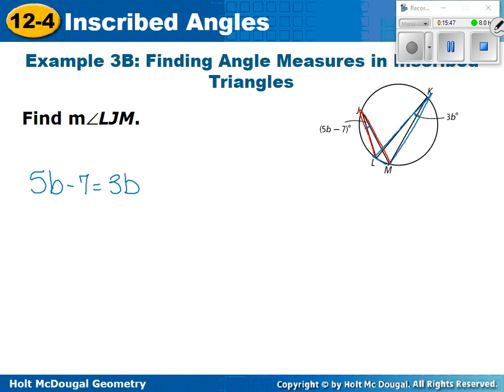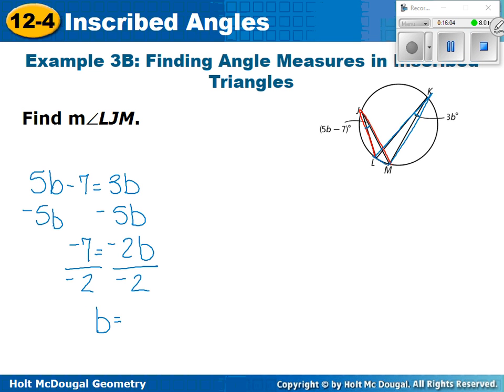Okay, subtract 5b, I heard. So now we have negative 7 equals negative 2b. And then now what do we want to do? Divide by negative 2. So what is b equal to? Positive 3.5. The question didn't say find b, though. What did it say to find?